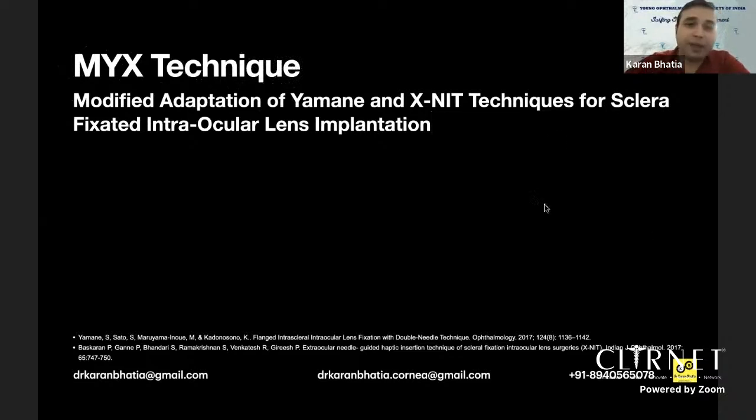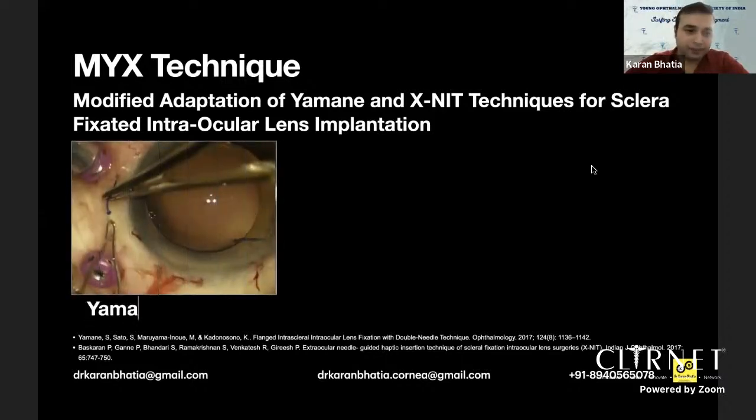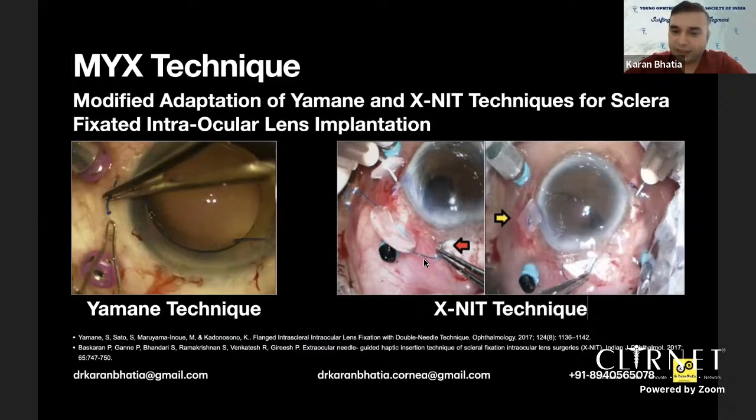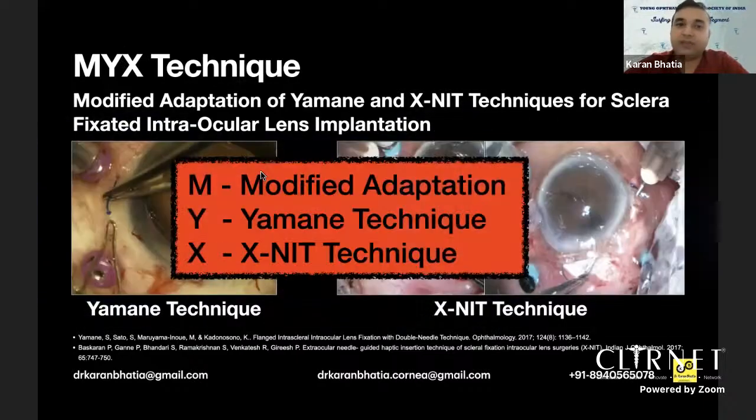So we describe the mixed technique, which is a modified adaptation of the Yamane and the X-net techniques for SFIOL implantation, where the externalized haptic is cauterized to form a flange like the Yamane technique, and the haptic of a 3-piece IOL is inserted externally into the needle lumen, not inside the eye, but externally like the X-net technique. So MYX stands for M for modified adaptation, Y for the Yamane technique, and X for the X-net technique.